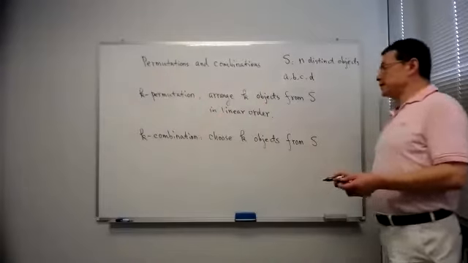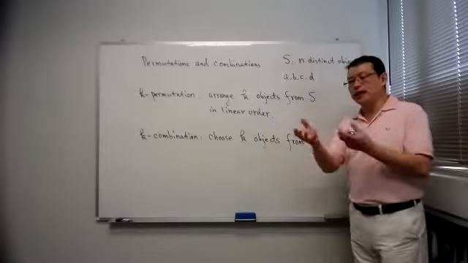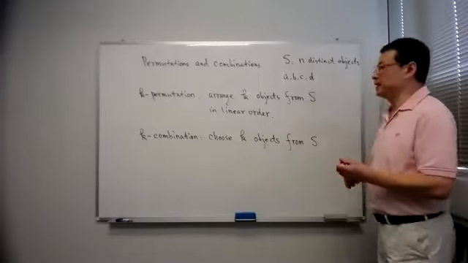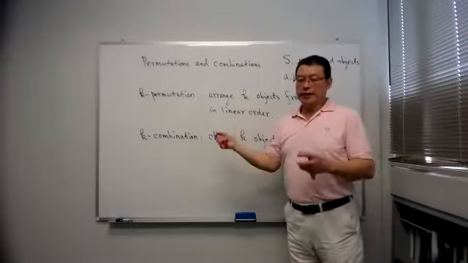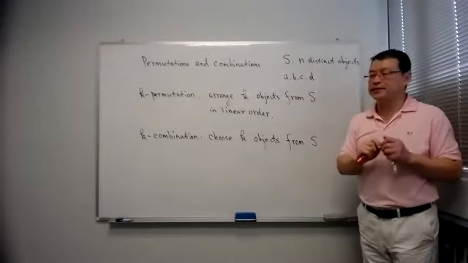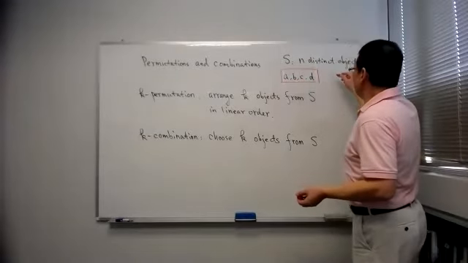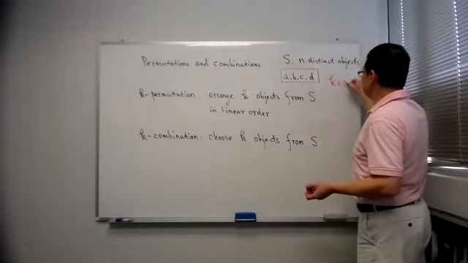Yeah. The difference is in combination. We only need to choose k objects. We don't order them. Ordering does not matter. In permutation, we not only choose k elements, but need to order them in a linear fashion. So ordering matters. Okay.